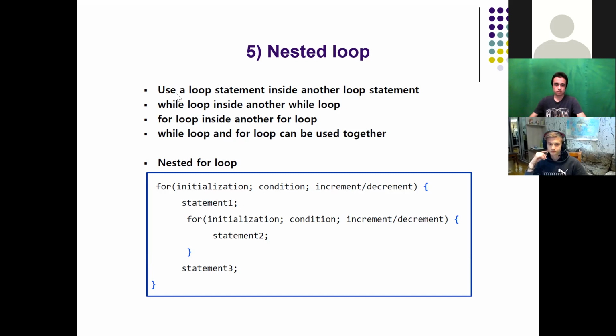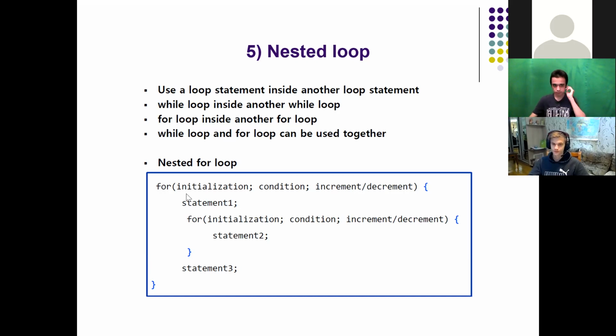Okay, guys, what's a nested loop? A nested loop is a loop statement inside of another loop statement. For example, as I mentioned, we have two types of loop, mainly while loop and for loop. You can have a while loop inside of another while loop, or a for loop inside of another for loop, or while loop and for loop can be used together as a nested loop. In some cases you need a nested loop because you should calculate each step separately. So in these cases we need a nested loop.